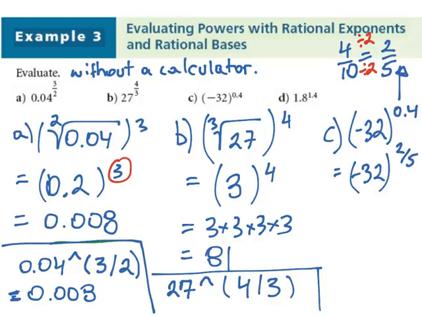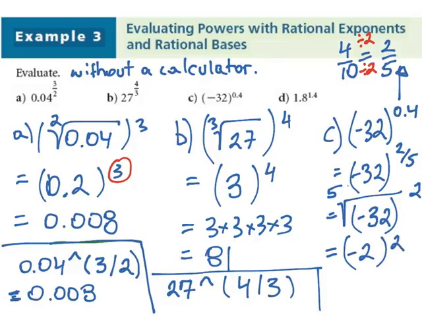which is, in radical form, 32, index of 5, and everything to the power of 2. Negative 32 to the radical of 5 is negative 2 itself. And negative 2 to the power of 2 is 4.